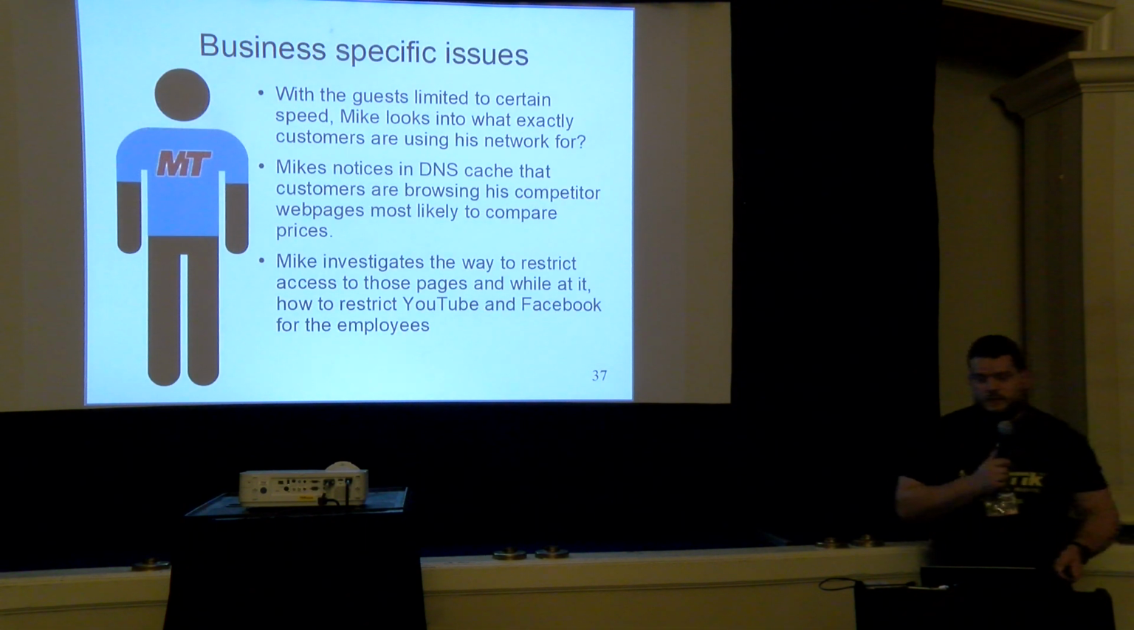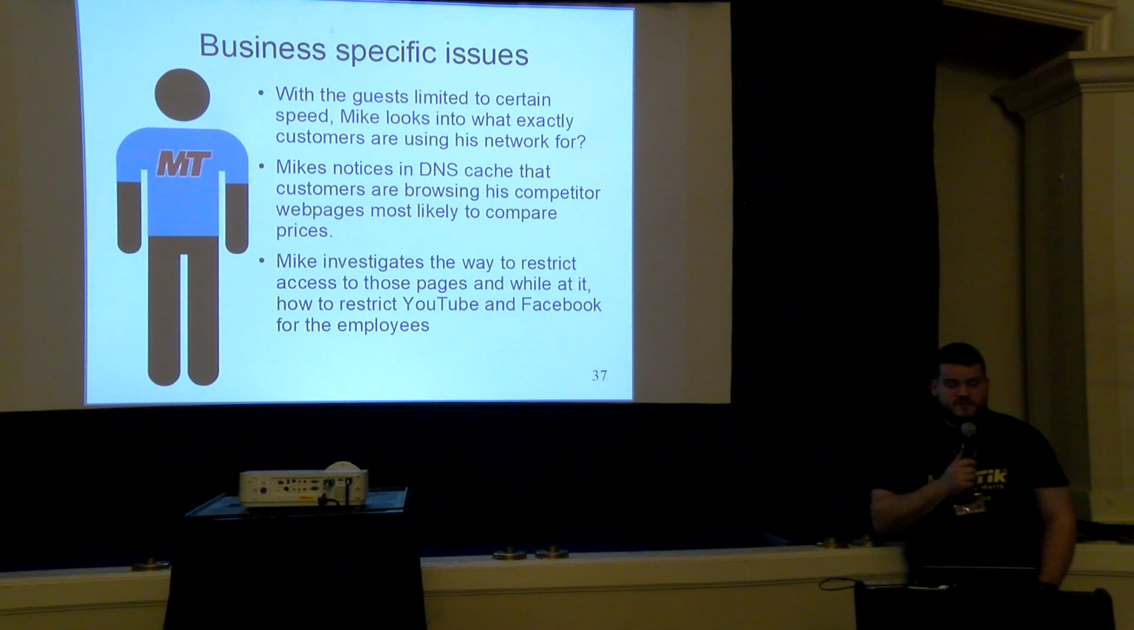So with guests limited to a certain speed, Mike looks into what exactly his network was used for. He takes a look at the DNS cache and notices that there are lots of entries about his competition. So basically, it looks like the customers, when they arrive at his premises, just like to compare prices before ordering something, which is not what Mike expected when he provided that internet connectivity. And also, he noticed that some of his employees are busy using YouTube and Facebook. So he wants to limit those also.